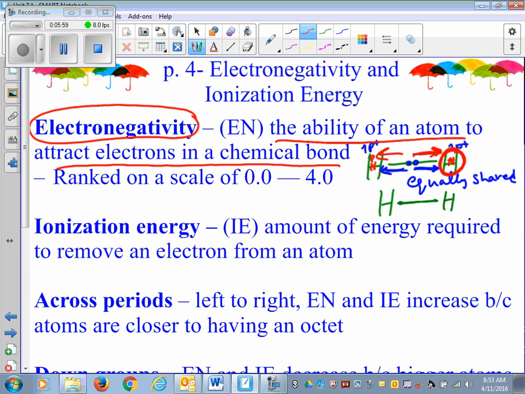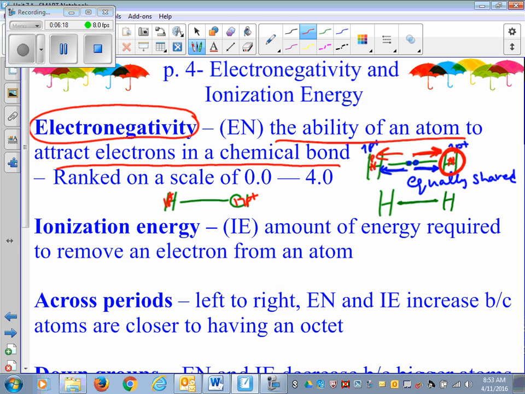Okay. What if we change the example? What if we say I have hydrogen and chlorine? Now if you look at hydrogen and chlorine, hydrogen has one proton, chlorine has 17 protons.